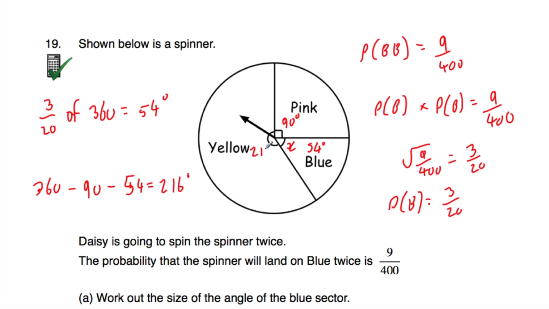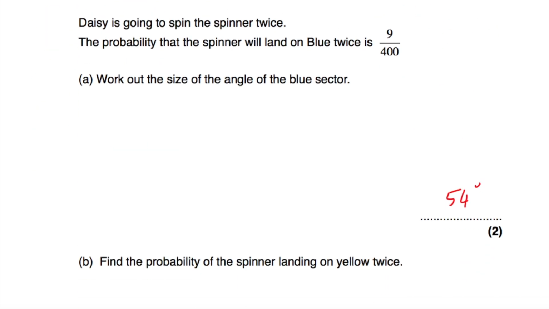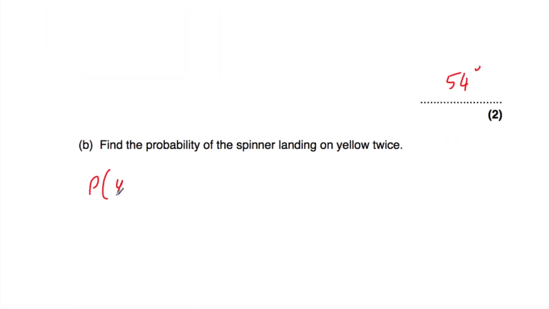So that's 216 degrees. And if we wanted to find the probability of this spinner landing on yellow, it's going to be 216 out of 360. So let's write that down. The probability of yellow will be equal to 216 over 360. And if we cancel that down, that's equal to 0.6 or 3/5. So the probability that the spinner lands on yellow is 3/5.